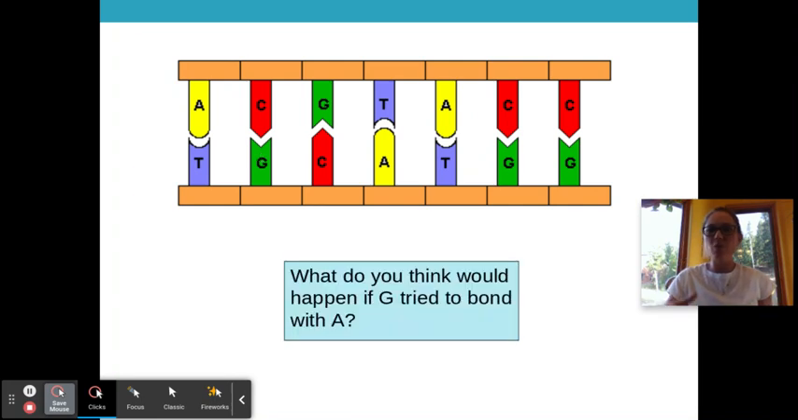Now I'm curious, what do you think would happen if guanine tried to bind with adenine? Because we can see that never happens. So I want you to pause and think about, what do you think would happen? Welcome back. So most students say that there would be a mutation or something would go wrong or the DNA wouldn't be right. And all of those answers are right. And we're going to talk about what happens when there are errors in our DNA a little bit later on in this unit.